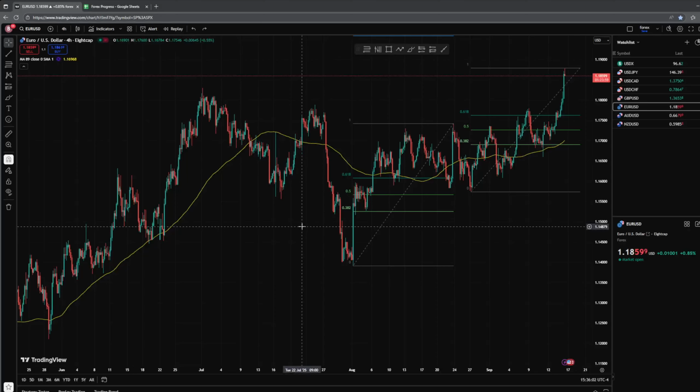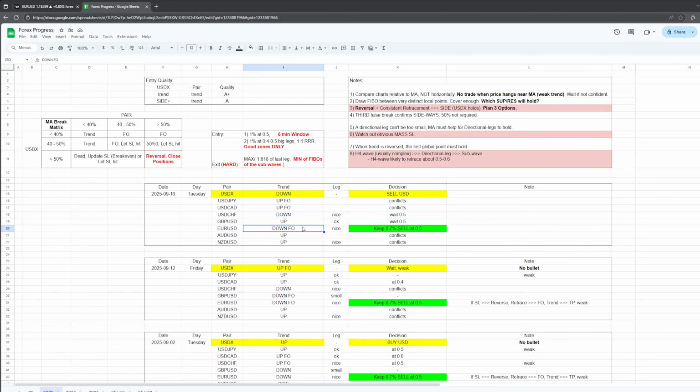Euro USD: trend is up, leg size is nice. Our decision is to wait for the 50% zone here, and also we hit stop loss, losing about 0.7% of my account, which is a perfect execution of my trading system.